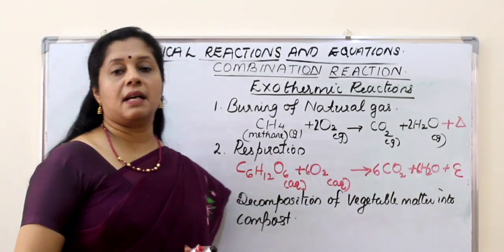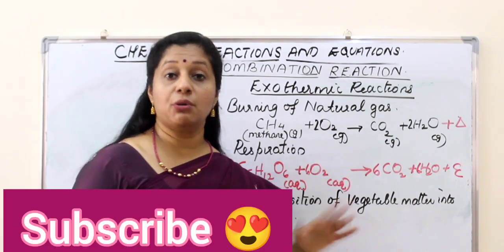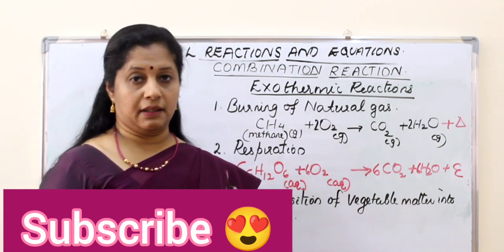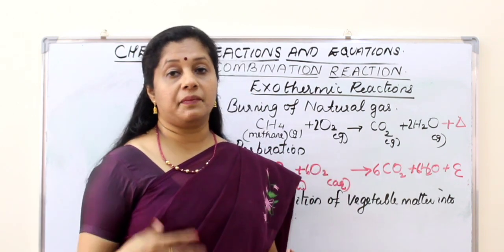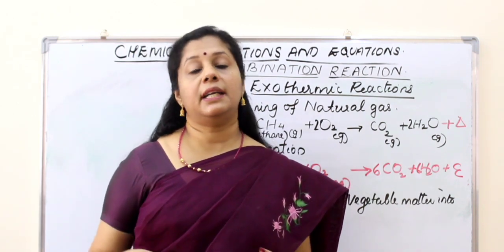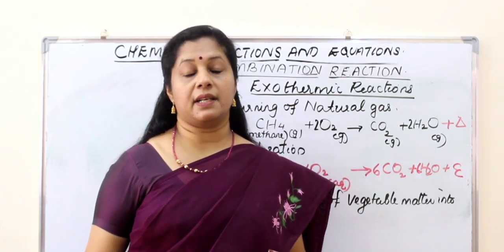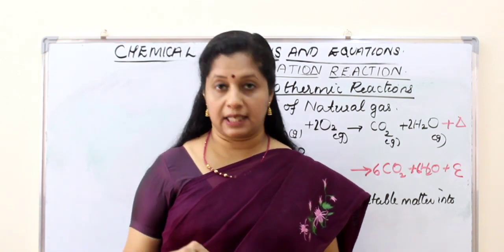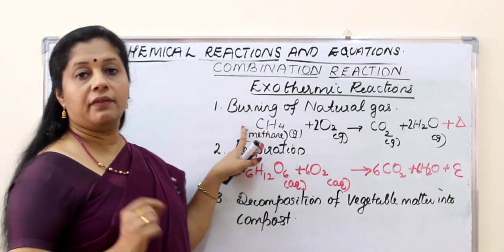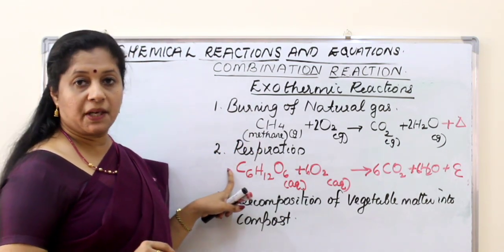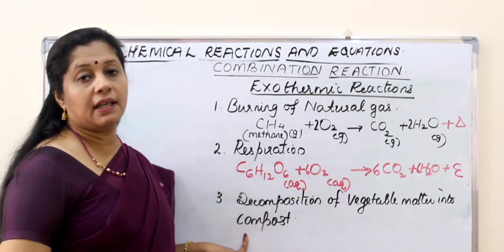Finally, another example. We don't have to write the equation, but just to know: decomposition of vegetable matter into compost. You know that when we keep biodegradable waste in soil, it eventually becomes part of the soil, merging with it. That is called decomposition. Decomposition of vegetable matter also releases a lot of energy, so it is a kind of exothermic reaction. So these are the examples of exothermic reactions: burning of natural gas or methane, respiration, and decomposition of vegetable matter.